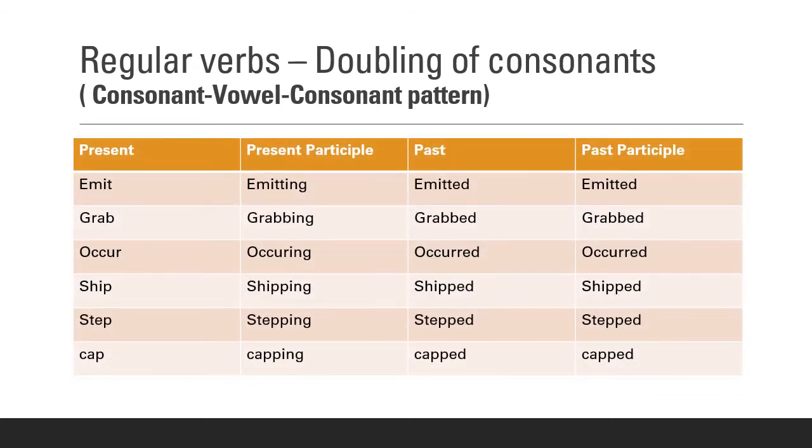So let's look at some more examples to understand it better. So these are some verbs which end with the CVC pattern. Like emit, grab, occur, ship, step, cap. And in each of these cases, the present participle and the past forms are formed by doubling the last consonant, that is emitting, grabbing, occurring, shipping, stepping, or capping.